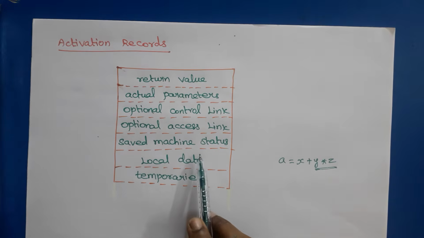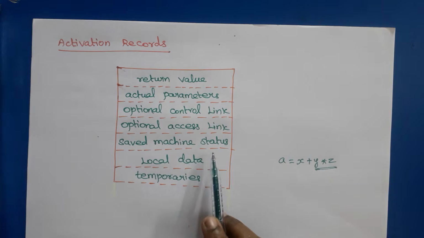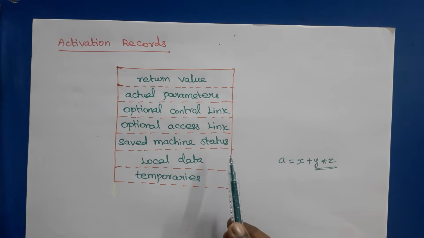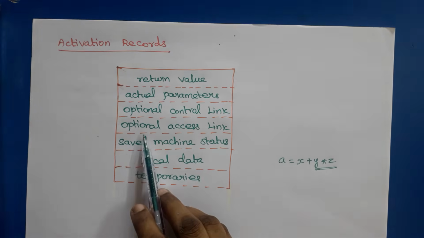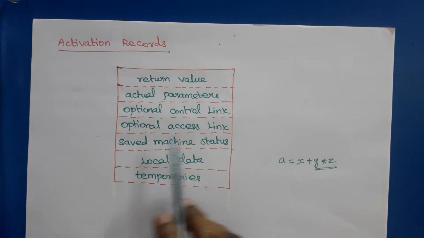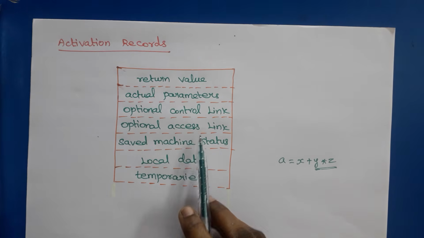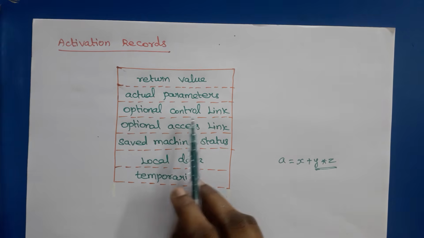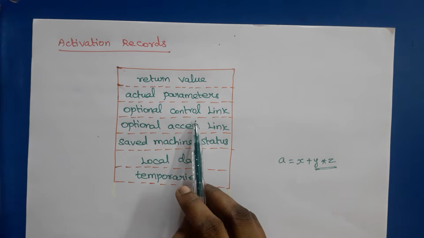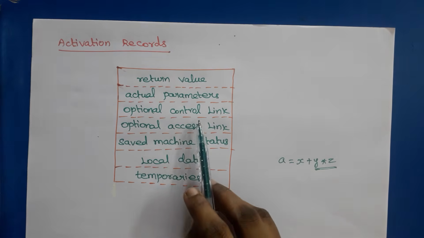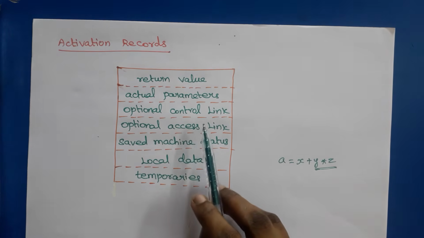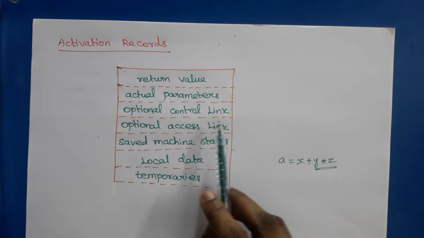When a procedure call occurs, machine status information like the value of the program counter and the value of the machine registers must be saved in this field, and whenever a procedure returns, that information will be restored. The next one is the optional access link. This is an optional link. It is used to refer to the non-local data of other activation records. Then the optional control link. This is also an optional field, and it is used to point to the caller's activation record.